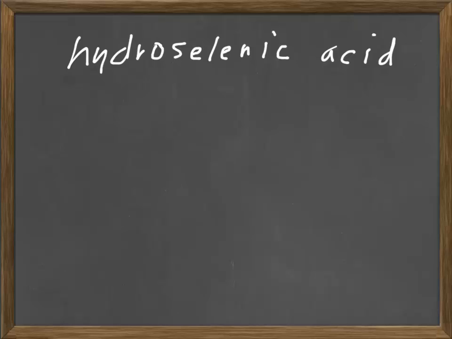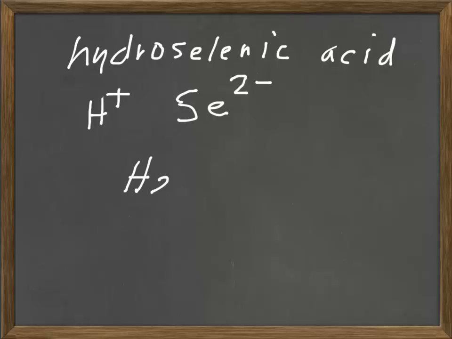So how do we know how many H's and how many Se's? We have to look at the charges. Hydrogen, when the acid ionizes, is going to form an H+. And selenium is 2-. So then we do the same ionic thing with the crisscross, and we end up with the formula H2Se. That's why hydrosulfuric acid is H2S. Sulfur and selenium are in the same group.